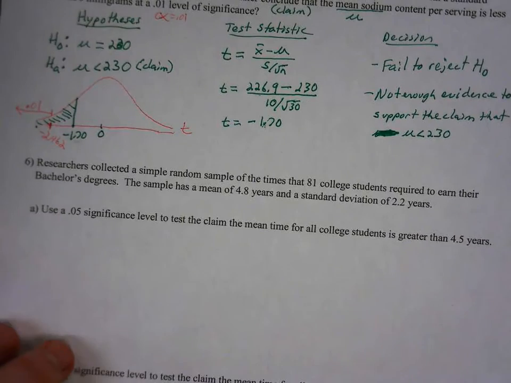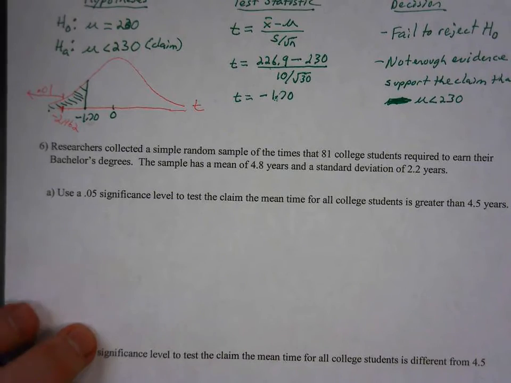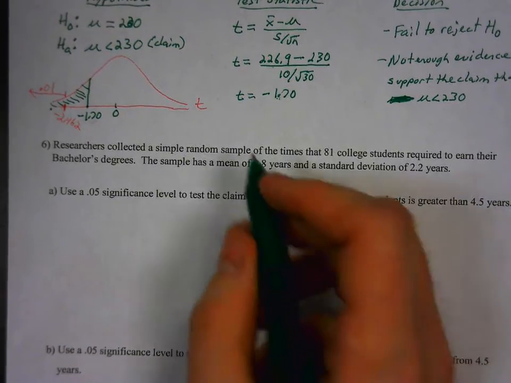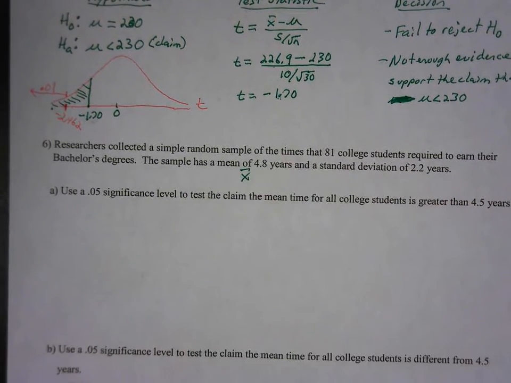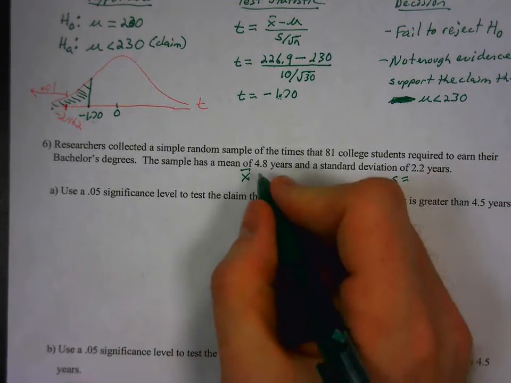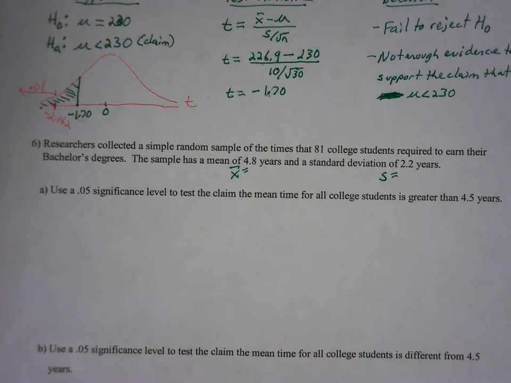If we go on to the next one, number 6. Researchers collect a simple random sample of the times that 81 college students were required to earn their bachelor's degrees. The sample has a mean of 4.8 years and a standard deviation of 2.2 years. So X bar is 4.8 and S is 2.2. We're going to use a 0.05 significance level to test the claim that the mean time for all college students is greater than 4.5 years.